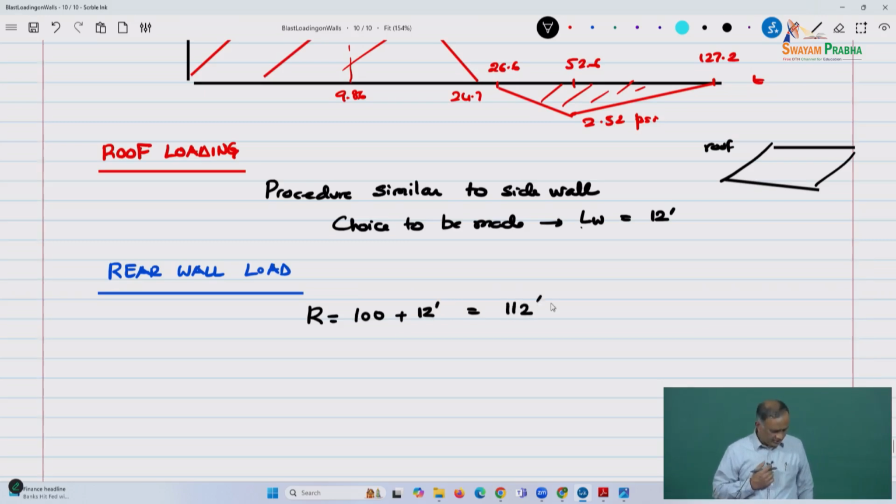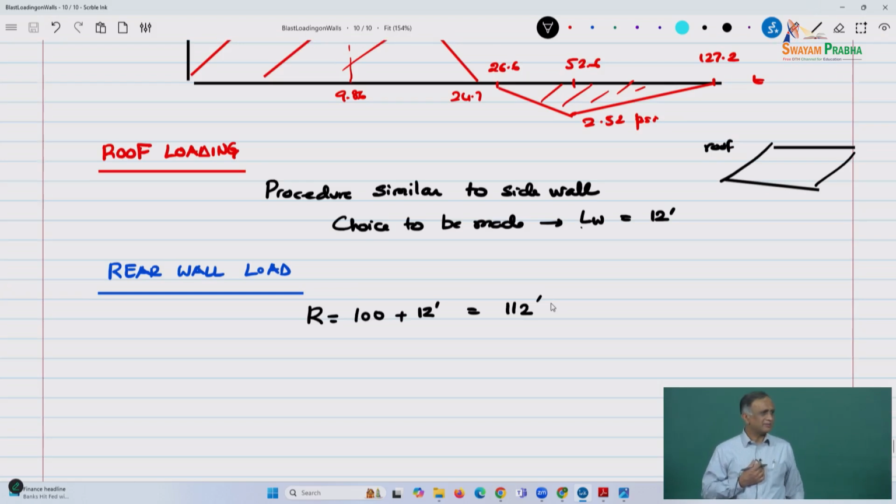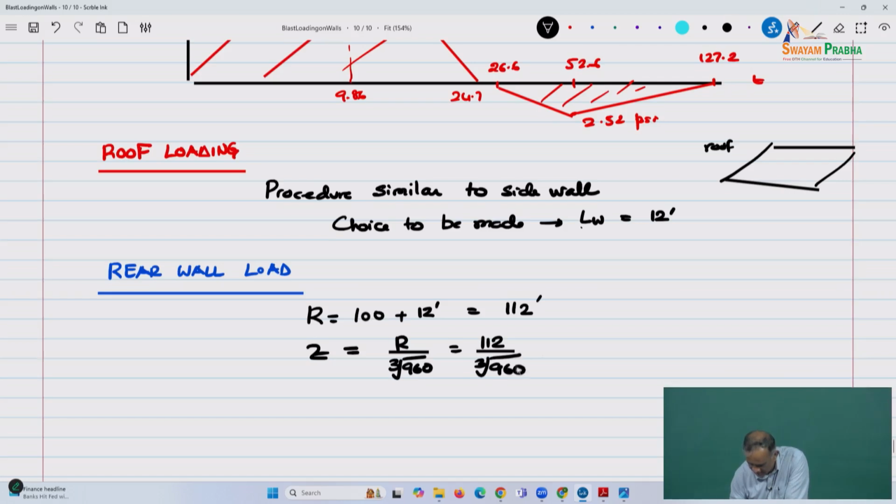I don't know, I think I made a calculation mistake in my case. Doesn't matter, we can go back. If somebody has a calculator, anybody has a calculator? Okay, so yeah, help me with these numbers. We'll redo these calculations. I've got it as 30 feet for some reason, which is not right. Okay, so Z is, you have R divided by cube root of 960, which is 112 divided by cube root of 960.